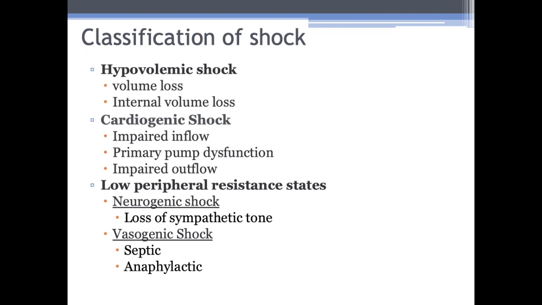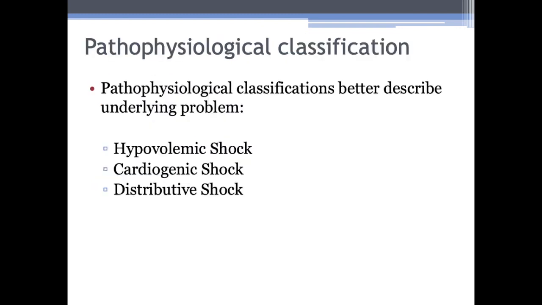Cardiogenic shock associates with primary damage of the myocardium or sometimes the pericardium. So it is usually caused by primary pump dysfunction or impaired inflow or outflow. And the group of shocks which associates with low peripheral resistance is usually vasogenic shock, caused by increased release of biologically active substances, such as in septic or anaphylactic shock, or sometimes it could be neurogenic shock, caused by loss of sympathetic vascular tone and severe decrease of total peripheral resistance. So this gives us the pathogenetical classification of shock, which better describes the underlying problem and divides shock into hypovolemic, cardiogenic, and distributive shock.